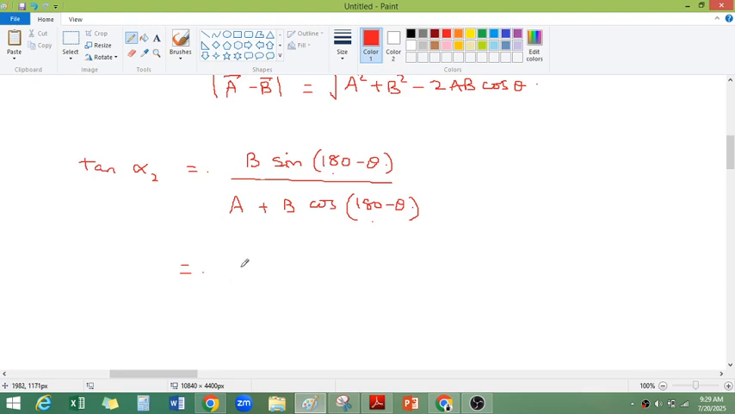So that means b sin(180 minus theta). 180 is here, theta is here. That means 180 minus theta is in the second quadrant. In the second quadrant, sine is positive. Why? All Silver Tea Cups. So sine is positive here, which means it will be sin theta only.